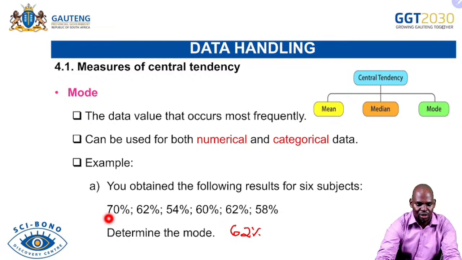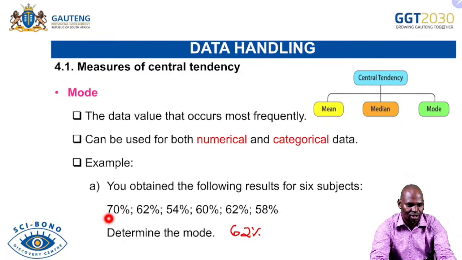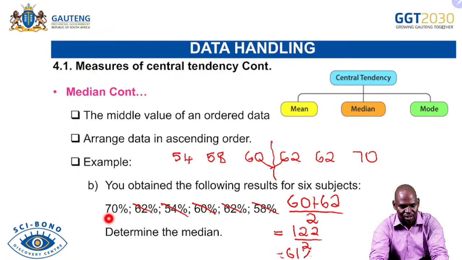Please remember to indicate the percentages as well, just the same as the previous one. The median is supposed to be 61% in the end.